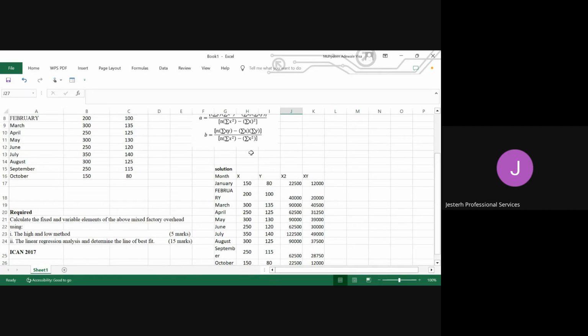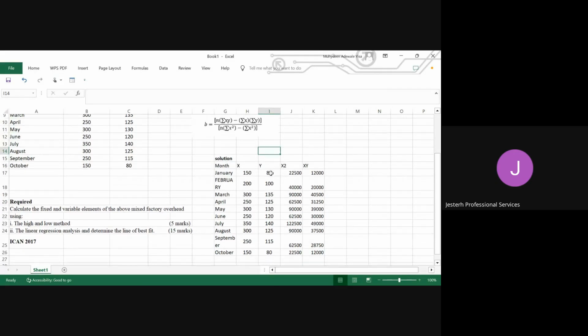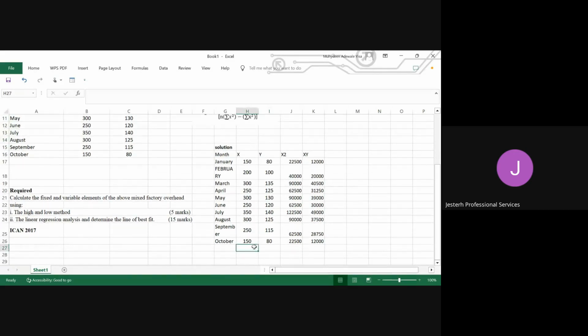Remember that symbol that looks like this, how can I call this symbol? It just stands for the summation of all these things. Now that we have calculated all these things, we will now sum them directly.